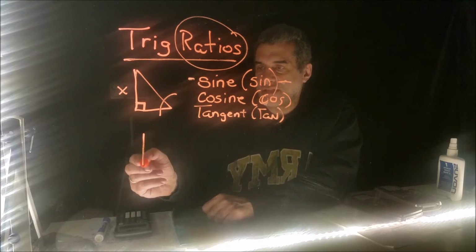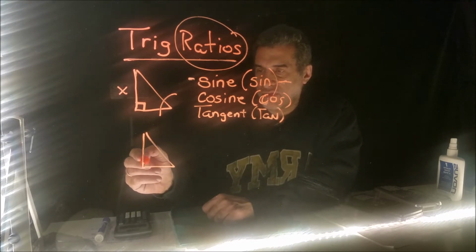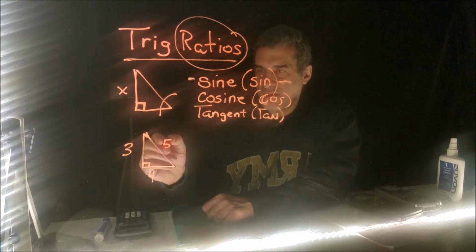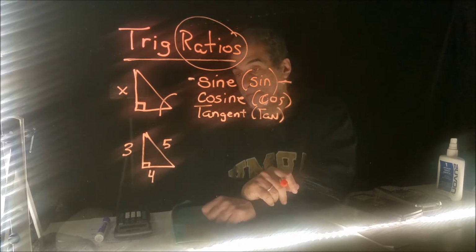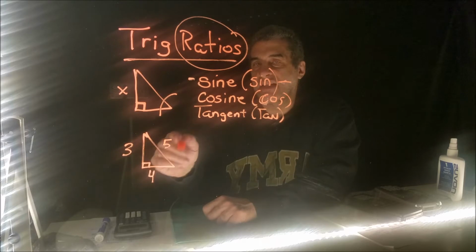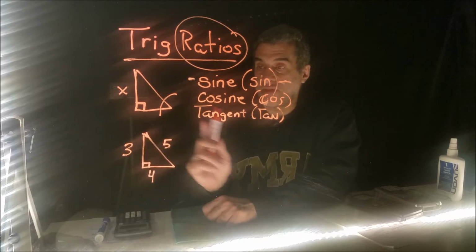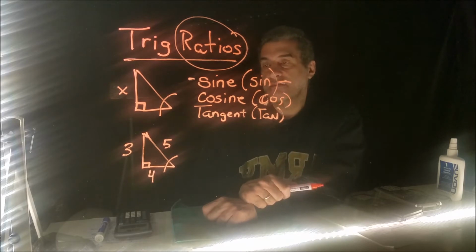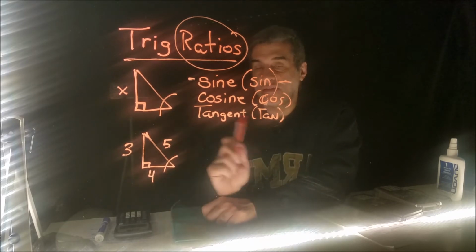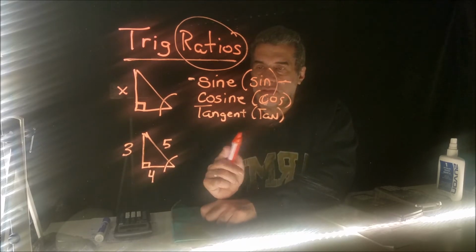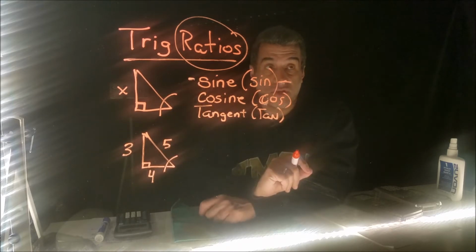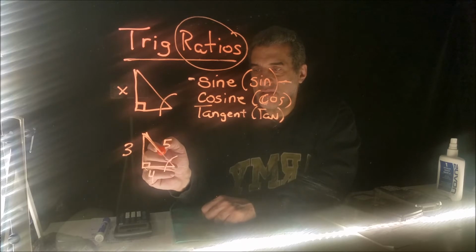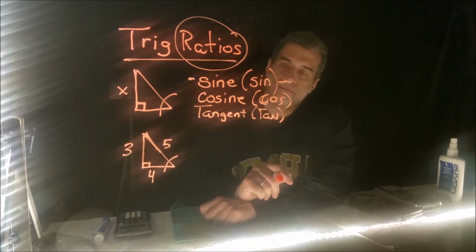So let's say I had this triangle, and we'll use the Pythagorean triple, which we talked about, the 3, 4, 5. This is the famous one, right? And we know how to get the missing lengths because we've done the Pythagorean theorem already. But we don't know what the angle is. So how can we get the angle? We can get the angle using trigonometry. And I'm going to show you how to get that angle in a minute. But first, let's look at the ratios.